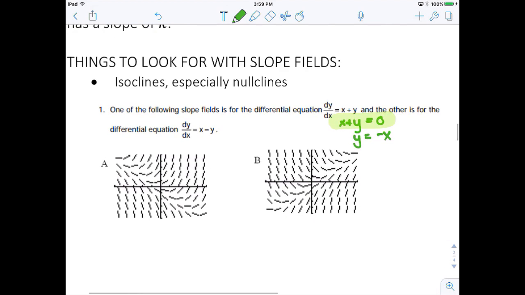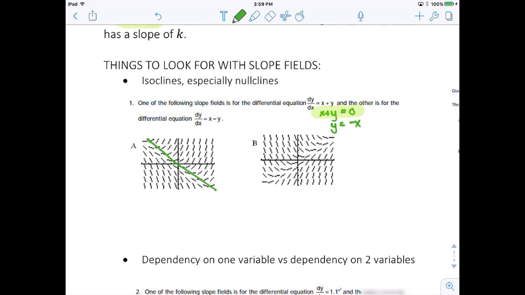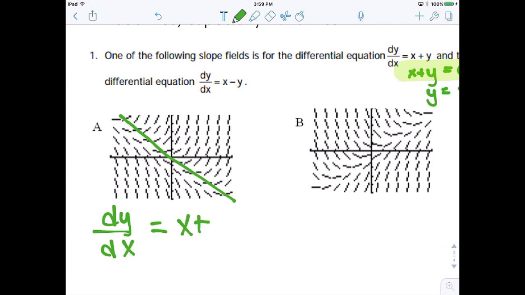So if I look at these and I see 0 slopes everywhere along this y equals negative x line, that's a nullcline, right? An isocline for 0. And so this is going to be the one that's dy/dx equals x plus y. I know that because along y equals negative x, or whenever y is the opposite of x, we have this condition of the slope being 0.